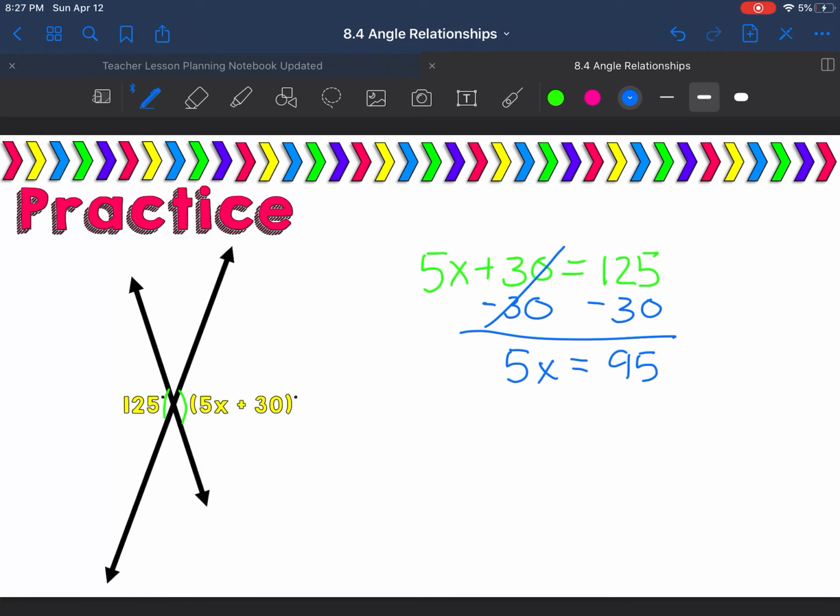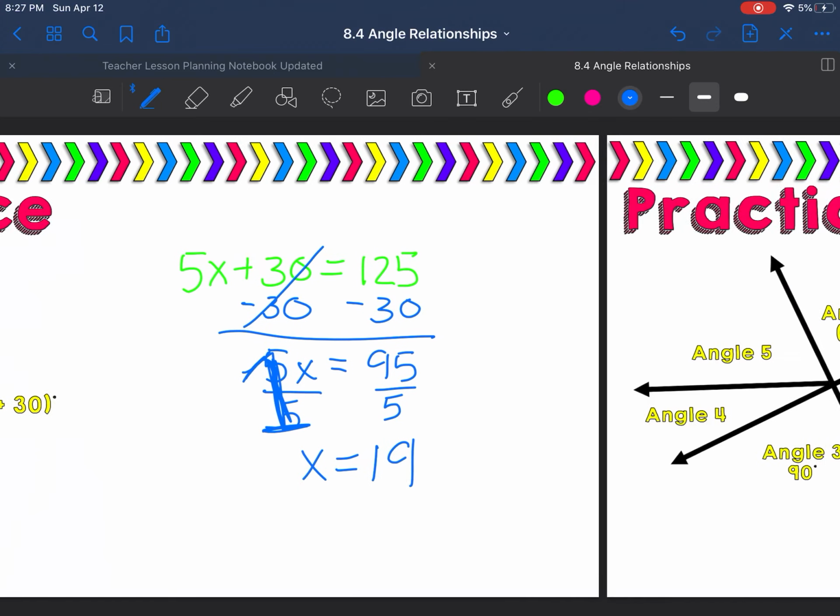Now I can move on to multiply or divide. Well, in this problem, I'm multiplying. So the inverse of multiplying is dividing. So I'm going to divide 5 on both sides. 5 divided by 5 is 1. So that's 1x, or x equals 95 divided by 5, which is 19. So my x in this problem equals 19.